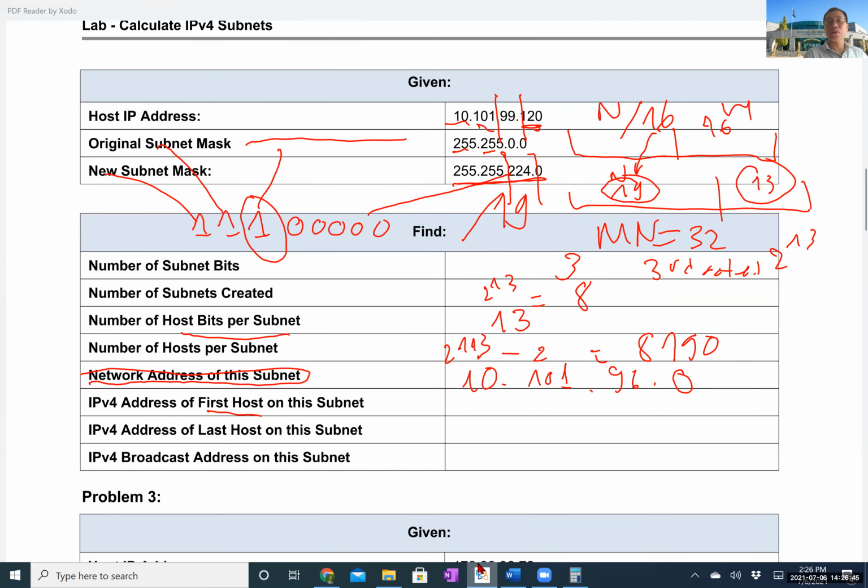So what is the first host? What is the first usable address here? What do you think? What is the first usable here?